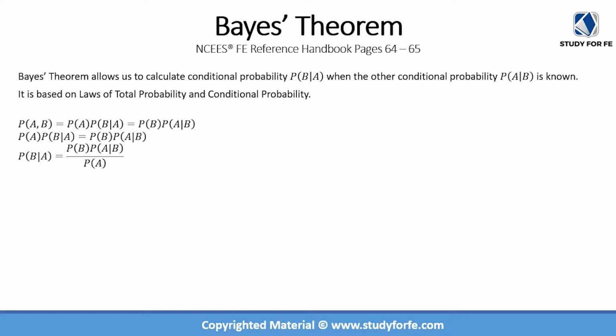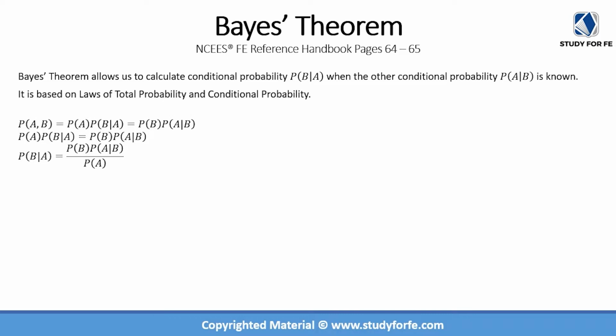So we've already looked at law of probability number 3, which was the law of compound or joint probability, according to which the probability of A and B happening was equal to probability of A times probability of B given A, or probability of B times probability of A given B. That was discussed in the last lecture.